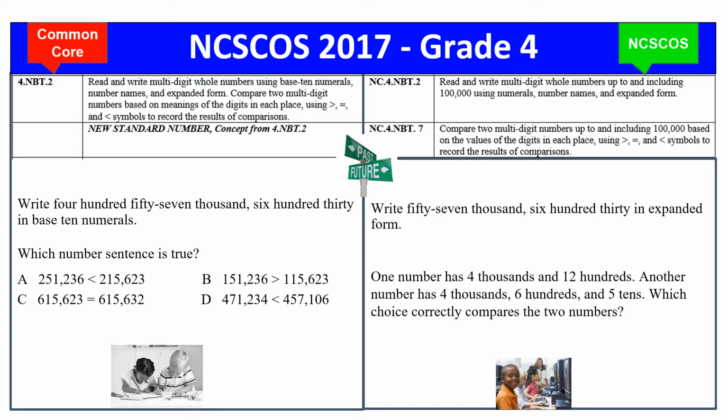Common Core 4NBT2 included reading, writing, and comparing numbers up to 1 million. That standard has been decomposed into two standards, NC 4NBT2 and NC 4NBT7. Fourth grade students are only responsible for numbers up to 100,000 in the new standards. Students continue to record and recognize numbers using numerals, number names, or word form, and expanded form. Students also continue to compare numbers to 100,000 using the symbols less than, greater than, and equal to.